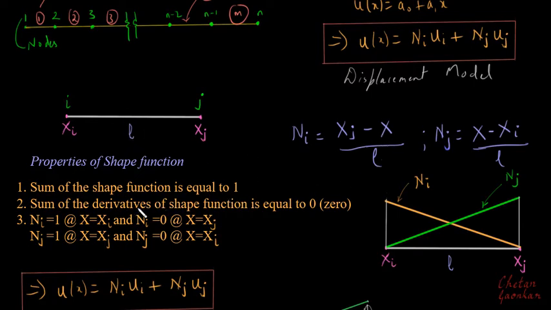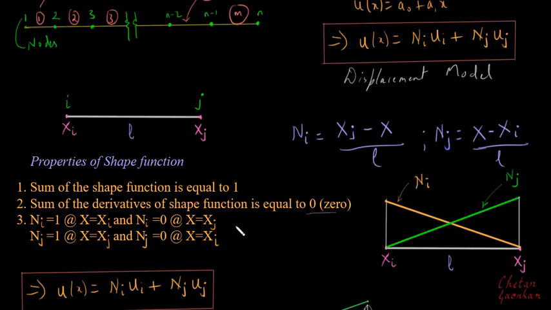Then we had seen that the sum of the derivatives of the shape functions is equal to 0. If I take the derivative of these shape functions with respect to x, and if I add them up, I will get minus 1 by L plus 1 by L, which will be 0. So the sum of the derivatives of the shape functions is 0.